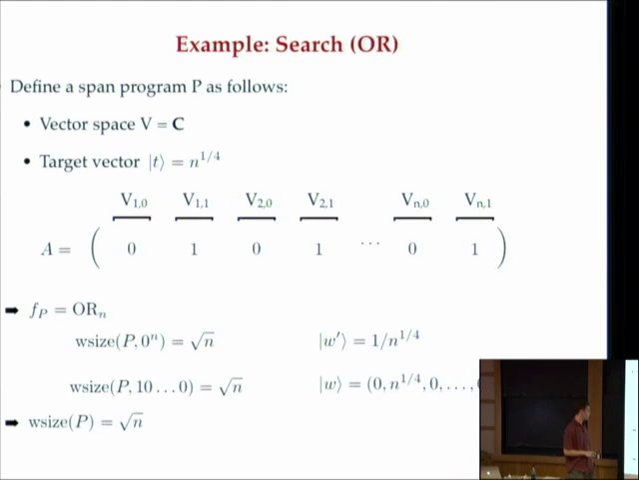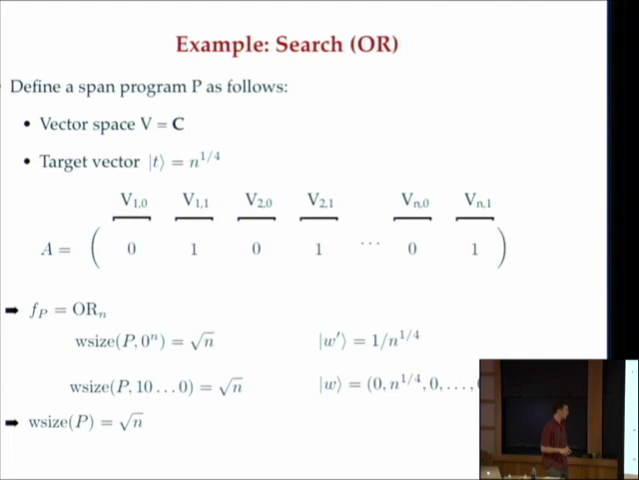Okay? So this computes the OR, because if you have any positive subspace, you can certainly reach the target. The witness size, let's do the positive case. Say the input is 1 followed by a bunch of zeros. Well, in this case, you need to put an n to the 1/4 on this column to get to n to the 1/4. And then the squared length of that is square root of n. So the witness size is square root of n.